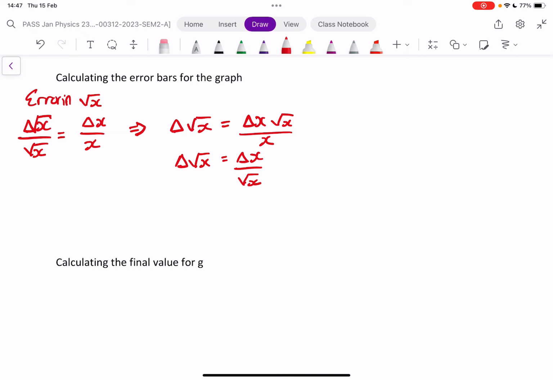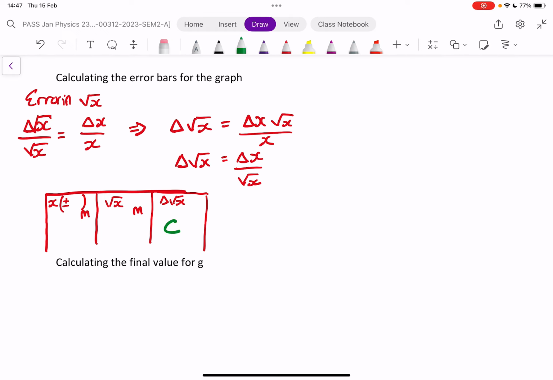Okay, so what you need to do now is go back to your table. You had a value of x and a plus or minus, and that was in meters. And now you're calculating the error in root x. So you also had a root x column in your table as well, with no plus or minus in it. Right, so let's just be clear about where these things are coming from. You might not have had these columns looking quite like this. They might have been spread out, but you're going to have to go back and find that data.